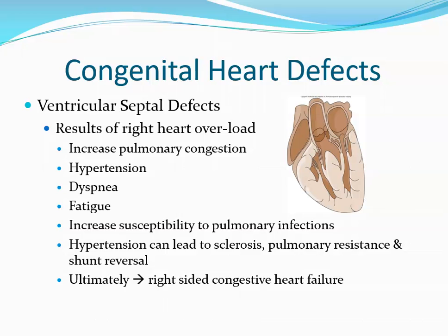This hypertension of the pulmonary vessels can lead to sclerosis if it persists. This will result in pulmonary resistance. It becomes now very difficult for blood to flow through the pulmonary vessels, and this will cause the shunt to reverse. On the surface, this sounds like a good thing, but if the shunt reverses, you now bypass the lungs, and this will result in cyanosis. Consequences: ultimately, it will lead to right side congestive heart failure.